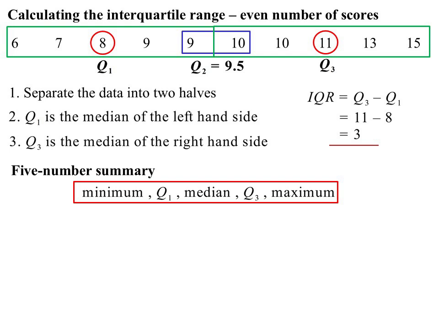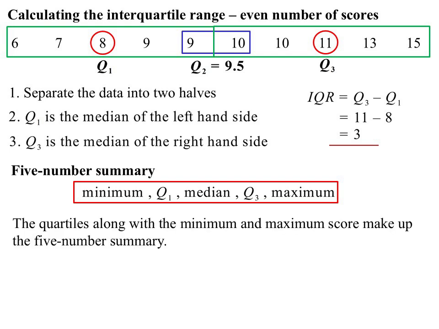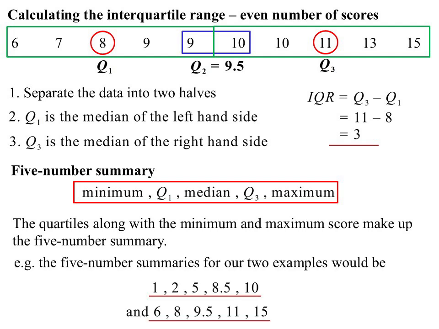Which brings up the 5 number summary. So those key pieces of information, which is simply what's the minimum mark, Q1, the median, Q3, and the maximum mark. So they're the 5 pieces of information that make up the 5 number summary. And so for our 2 examples there, we'd have for the first one 1, 2, 5, 8.5 and 10, and the second one 6, 8, 9.5, 11 and 15.